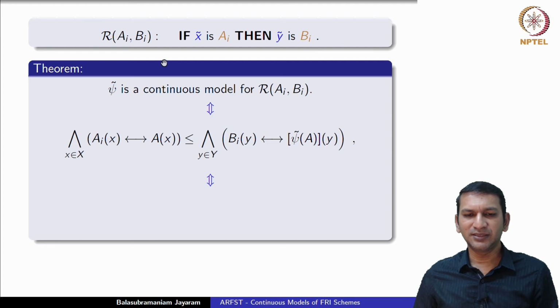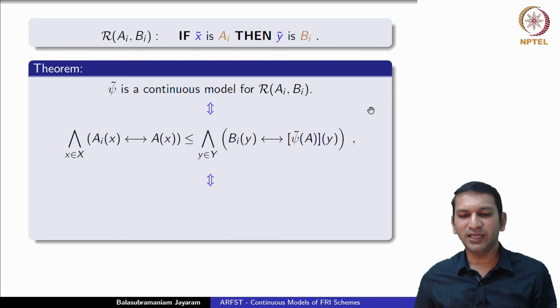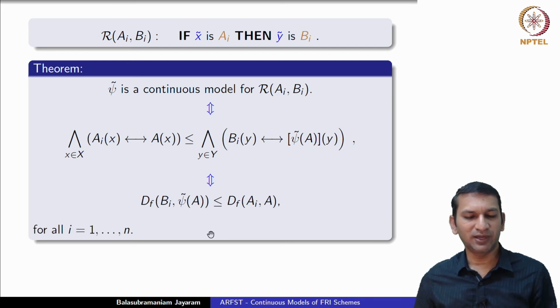So we say this is the rule base given to us. We say psi tilde is a continuous model for this rule base. By definition, this is the inequality we expect, which relates the given input to the antecedents and the output obtained from psi tilde to the consequents of the corresponding rules. This is what we have defined as the continuous model for a given rule base. This we can show is actually equivalent to the following inequality.